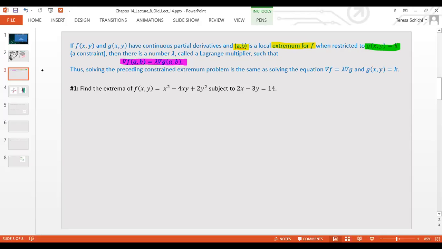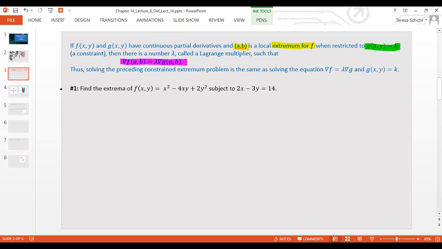It can solve the problem when you cannot substitute one variable for the other, or when you go to higher dimensions and it becomes more complicated. Okay, let's take a look at number one. I want to find the extrema of f(x,y) equals x squared minus 4xy plus 2y.